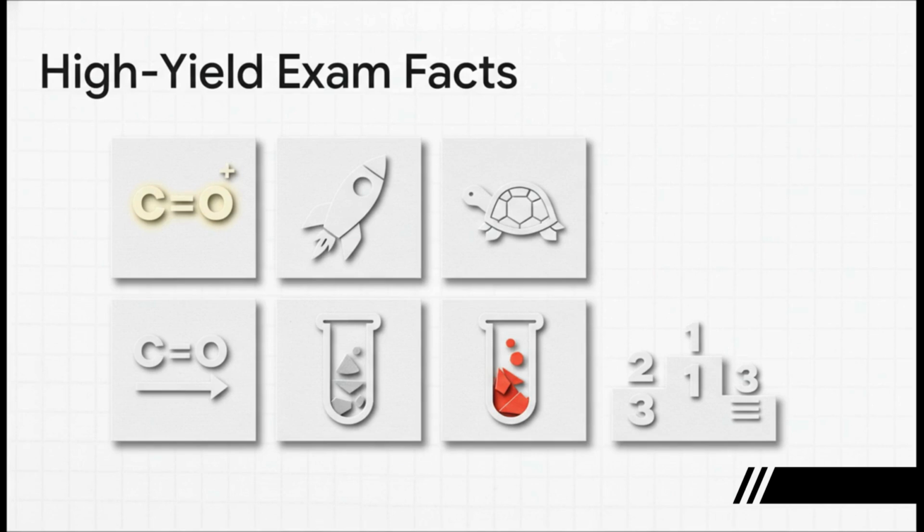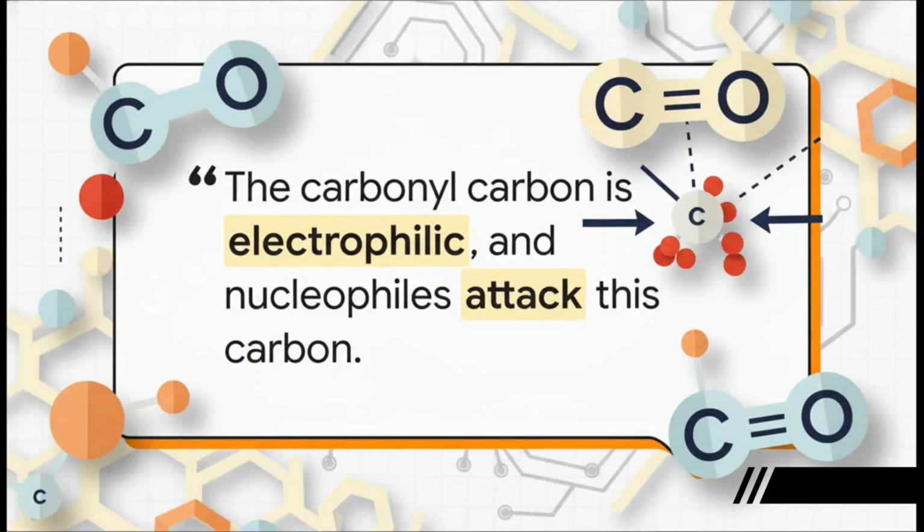And finally, the reactivity order. Formaldehyde, then other aldehydes, then ketones. Got it? And this right here, this is the main takeaway. If you forget everything else, please remember this one sentence. The carbonyl carbon is positive, and things with extra electrons attack it. This single idea is the key to this entire chapter.